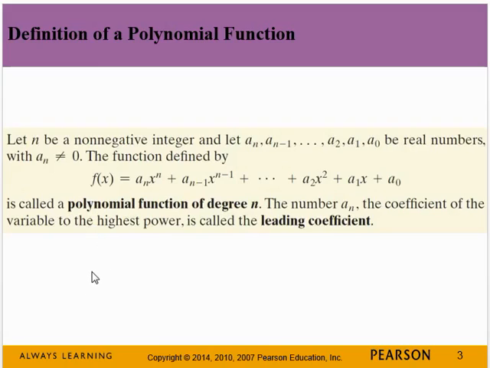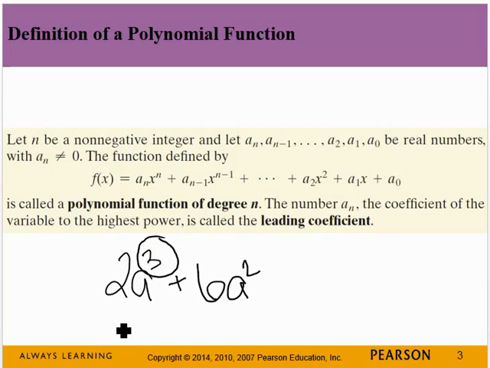The number a sub n, the coefficient of the variable to the highest power, is the leading coefficient. So all this means is that when you have a polynomial function, if I have 2a to the third plus 6a to the second, this is the degree of my polynomial, and this is my leading coefficient because it's the highest degree.